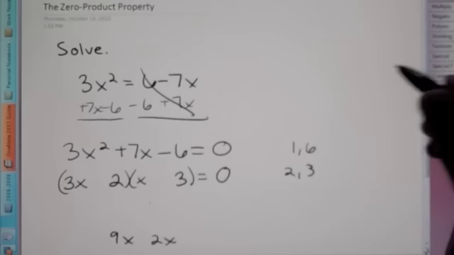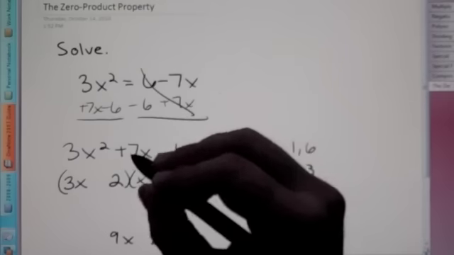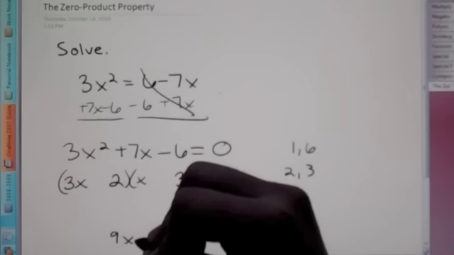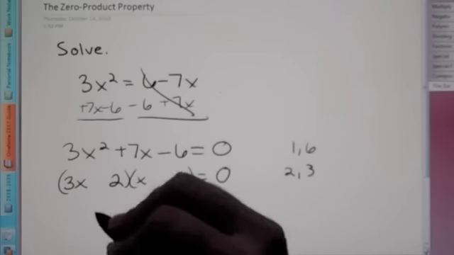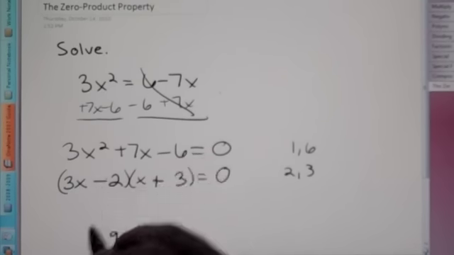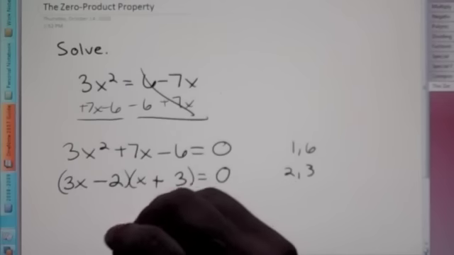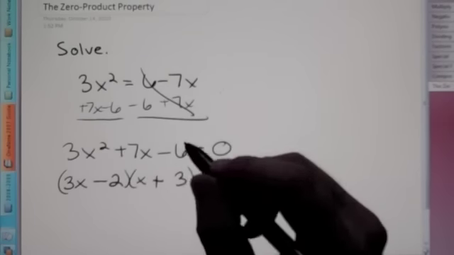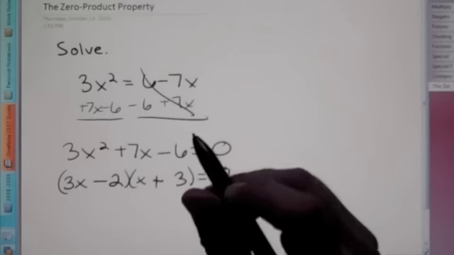The question is, where does the plus go? Where does the minus go? Well, in order to get a positive 7, I need to do positive 9x minus 2x. So this 9x has to be positive, and this 2x has to be negative. So we've done this before where we factored into two parentheses, but now since the directions say solve, it actually wants to know what x is.